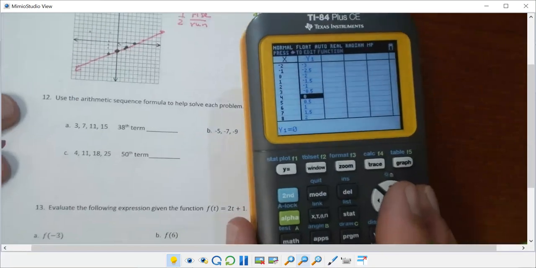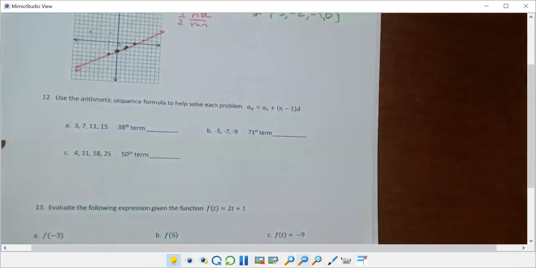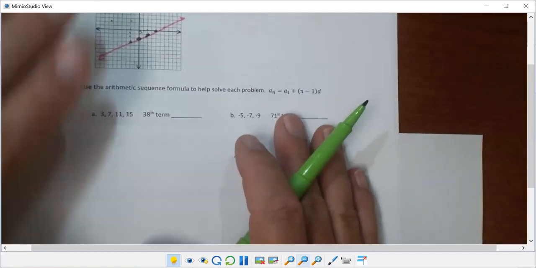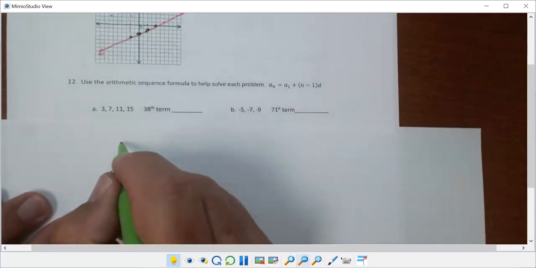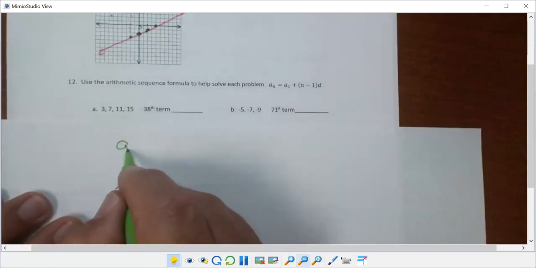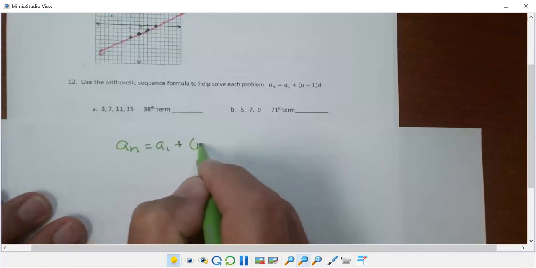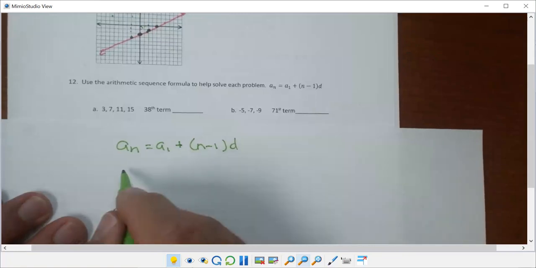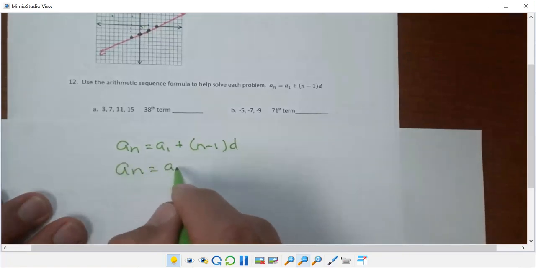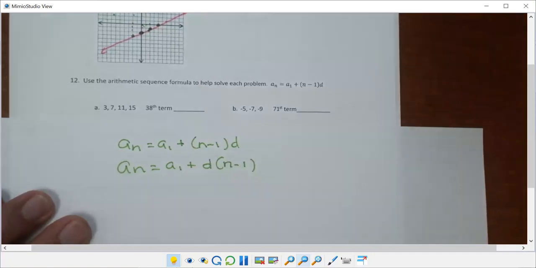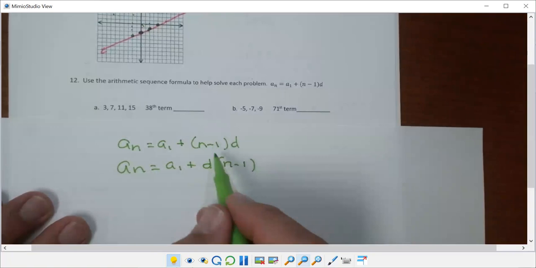All right. So here we go. We're going to do arithmetic sequences. I'm going to use this paper to help so I have lots more room. This is 12a. We have a_n equals a_1 plus (n minus 1) times d. Now, you could write it as this as well. I wrote it like this in my class. It's the same thing. d is still going to be distributed to both of them. It doesn't matter.